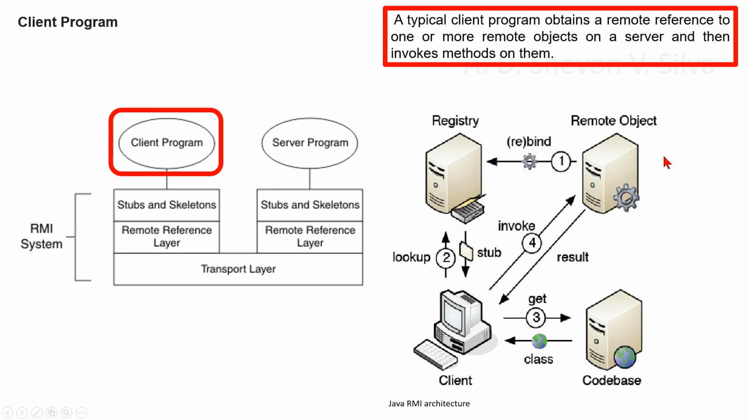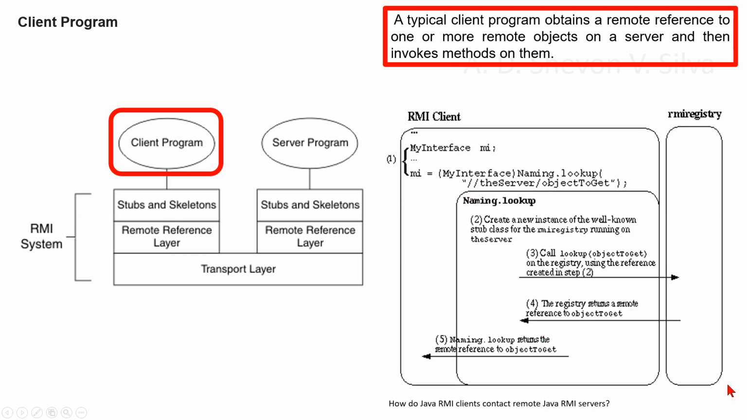Here you can see a remote object, registry, code base, and client. Here the remote object rebinds in the registry, and here the client looks up the registry and the stub is returned from the registry to the client, and the client gets the code base and the class is returned from the code base to the client. The client invokes the remote object and results are returned from the remote object to the client.